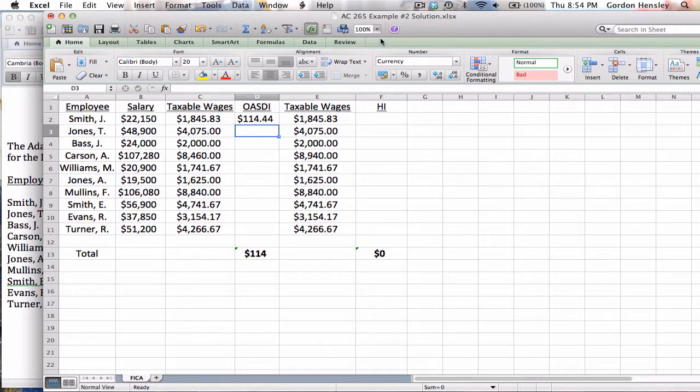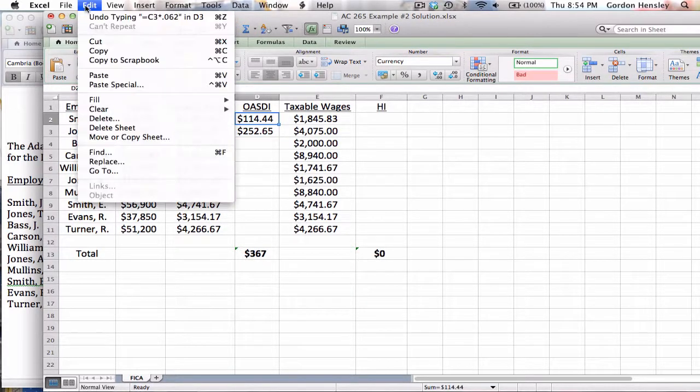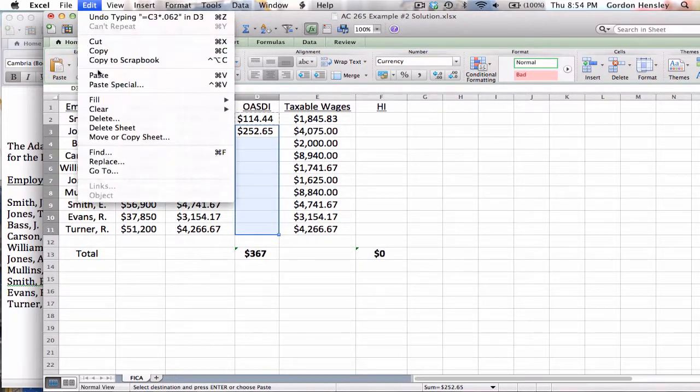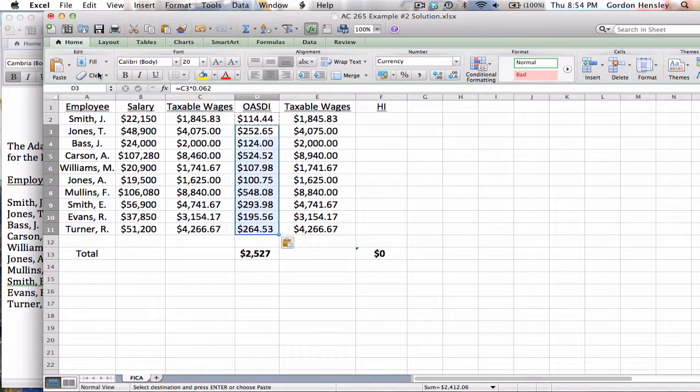And I'll do one more of these before I copy paste. I'm just doing the taxable wages times 0.062. That's how I'm getting the OASDI taxes. So that will be just a repeat calculation for all these employees. So I'll just repeat that.